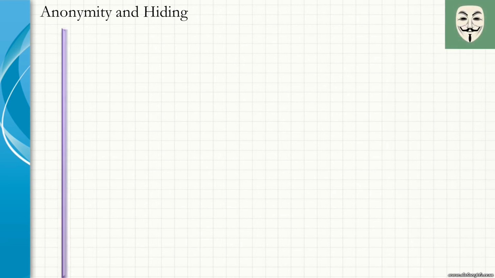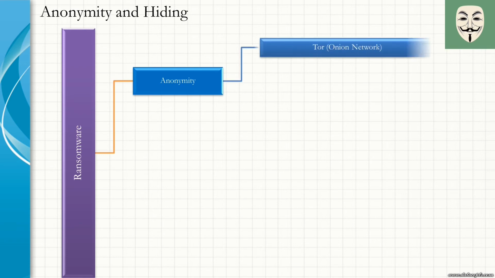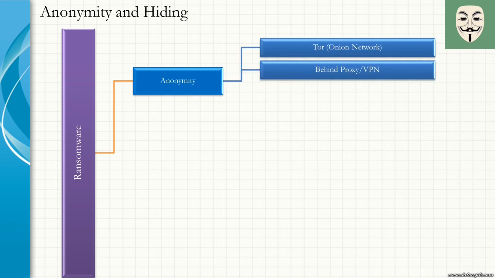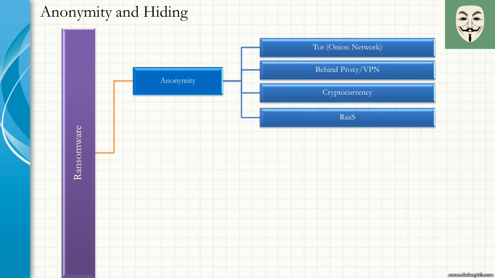Anonymity and hiding. There are two factors that make the ransomware attack successful. The first thing is anonymity. By that, the attacker remains anonymous using techniques such as the Tor onion network, staying behind proxies or VPNs. Also, he uses cryptocurrency, which again is an anonymous way of transferring money, and he also uses the ransomware as a service option where he does not directly come into the picture and the service provider, that is the RaaS provider, remains the front end. However, even this provider remains anonymous.